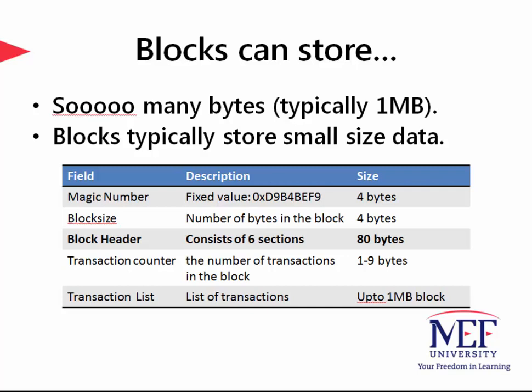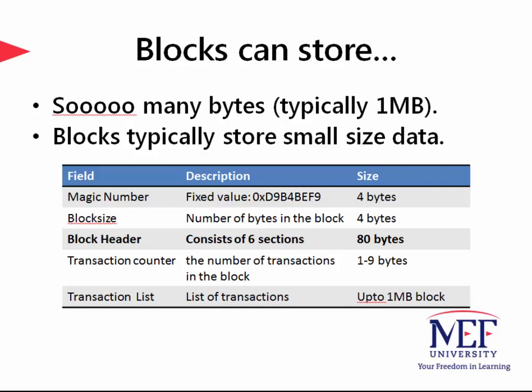Block size, which is also 4 bytes, indicates how large the block is. Initially, the block size was fixed to 1 megabyte. It's quite a traditional choice. The core development team, who can change the protocol rules, can increase it to 2 megabytes. So the maximum capacity is 2 gigabytes. So the scalability factor is taken care of by small size data.